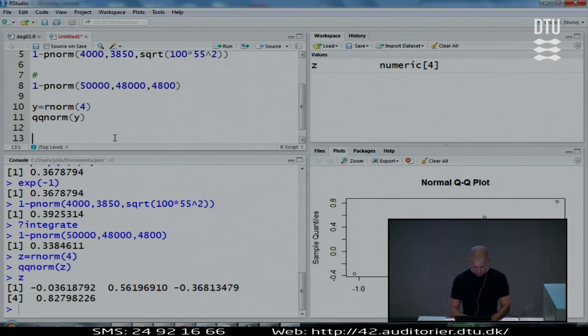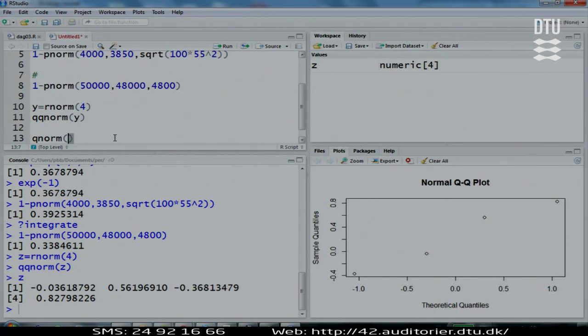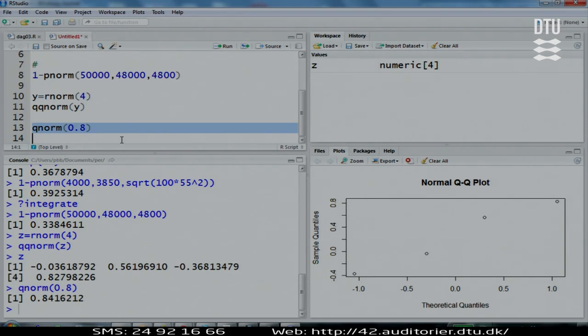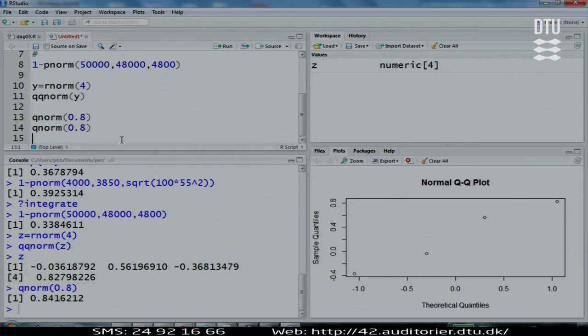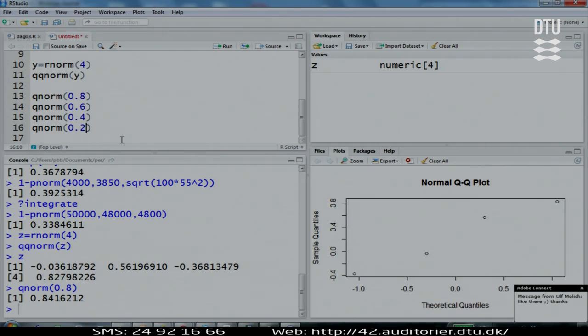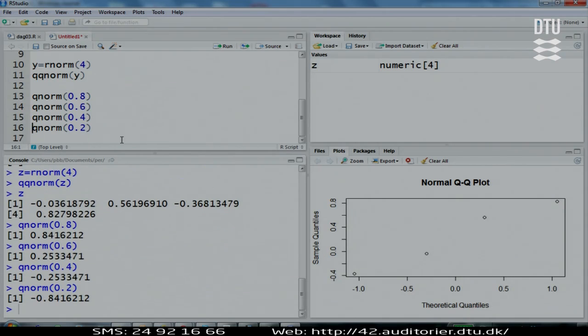How could we find those numbers? We could take qnorm 0.8. I could do it in a naive way like this without listing. Here are the numbers, the 4 numbers: minus 0.84, minus 0.25, plus 0.25, plus 0.84. And then we plot these 4 numbers, and we would get the normal plot.